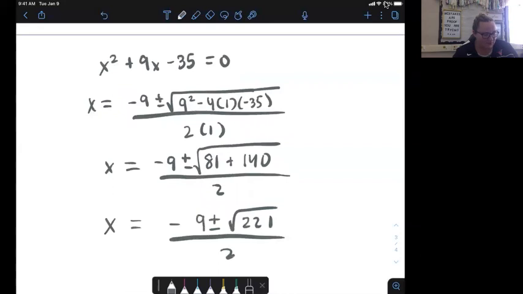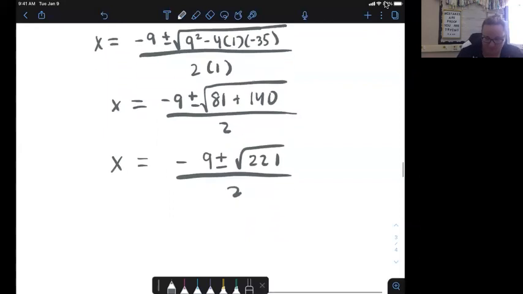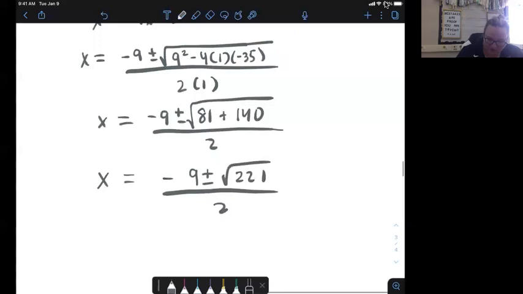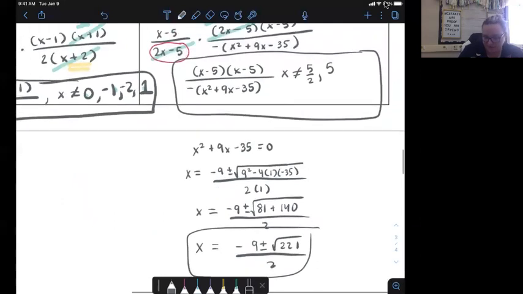Does anyone go into 221? I don't think so. 17 does. 17 times 13. So there's no groups of 2 under that radical that we can bring out. So x also can't equal this. So we're going to add that to our list. X can't be 5/2, it can't be 5, and it can't be negative 9 plus or minus root 221 all over 2.